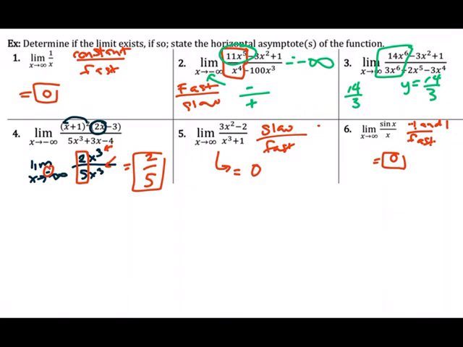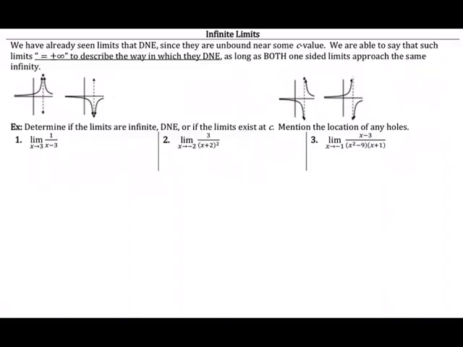Now that we've worked through some limits as we go to infinity, let's talk about what's happening when our limit actually is approaching infinity. Not as x approaches infinity, but the value of the limit is approaching infinity. So in previous sections, we've already talked about limits that don't exist because of a vertical asymptote, an oscillation, a jump discontinuity. But what we're going to talk about now is that we can describe the way in which some of those limits do not exist.